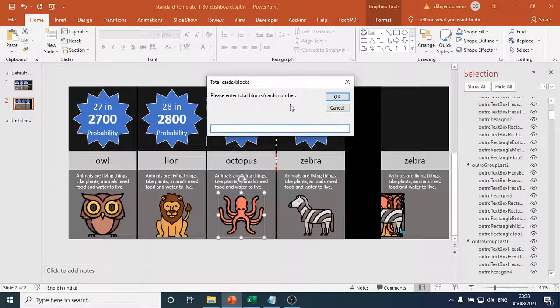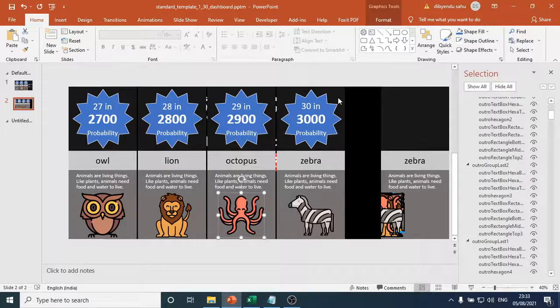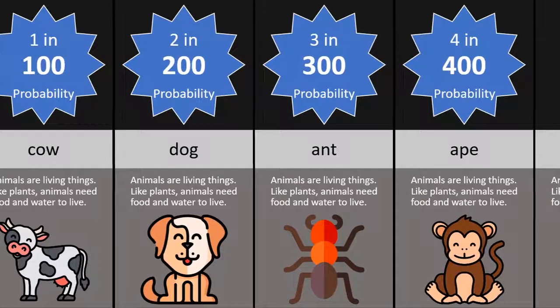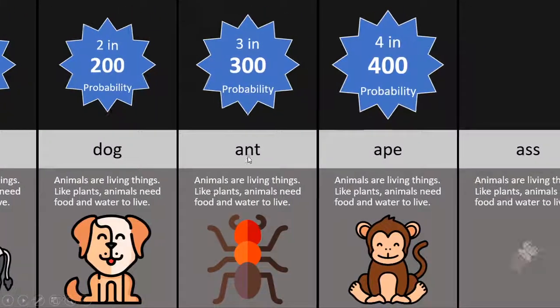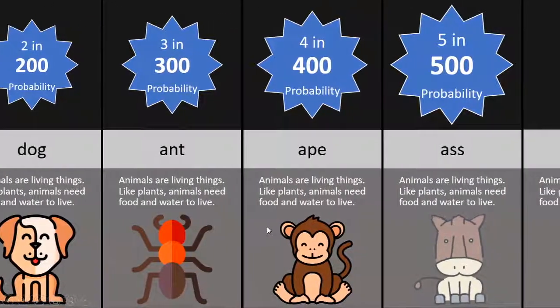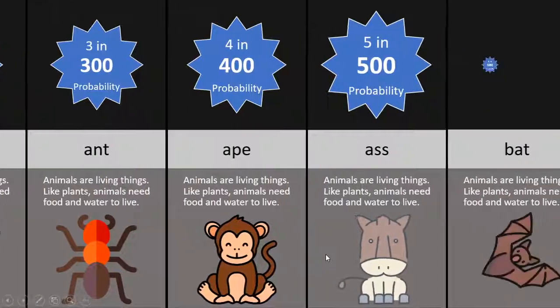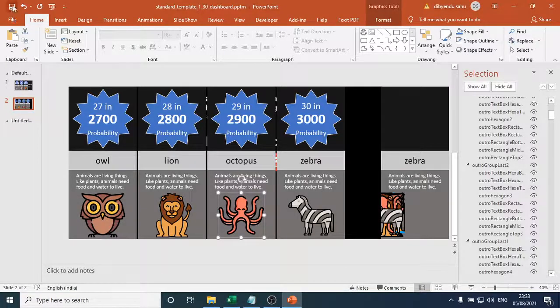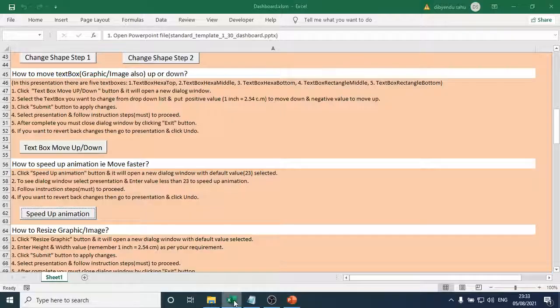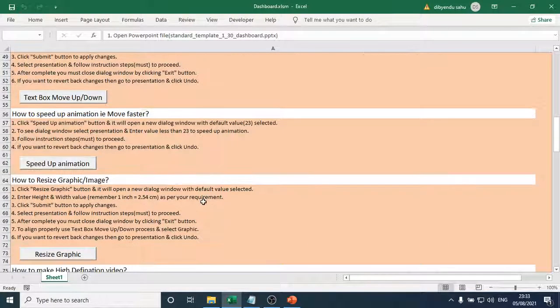Please enter the total blocks and card number, this is 30 blocks, card number 30. Wait for the message, updated successfully, you run the animation, and see, it's running faster than the previous one. If you want to change the speed up animation back, just press the undo button. So there are a lot of things you can control from the dashboard.